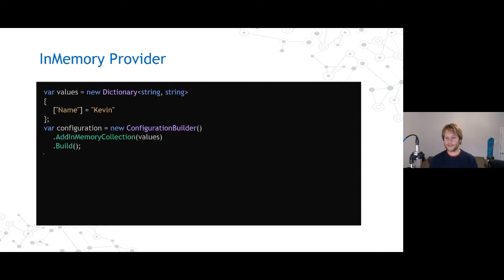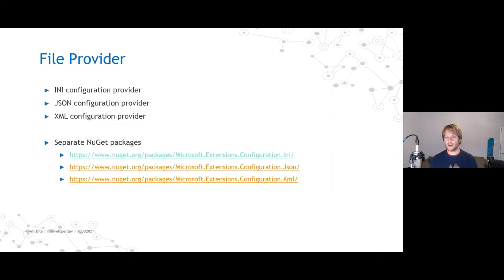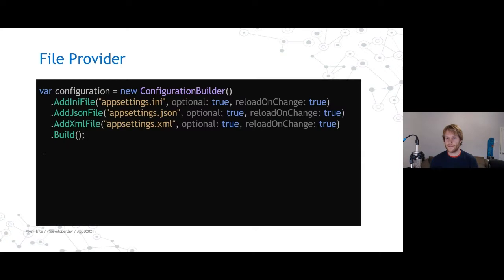So we've seen the in-memory one. It's fairly simple, so I'm not going to go over that again. The file provider one is a bunch of NuGet packages. Every single different type of file is a different NuGet package. So we've got an INI, JSON, and XML one, which are provided by Microsoft. And they're all using the same underlying concept as well.